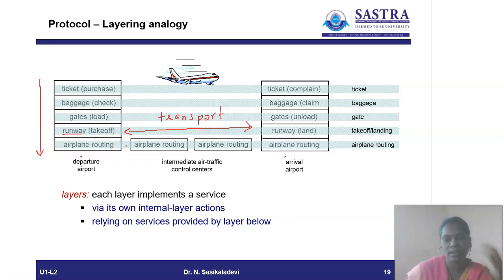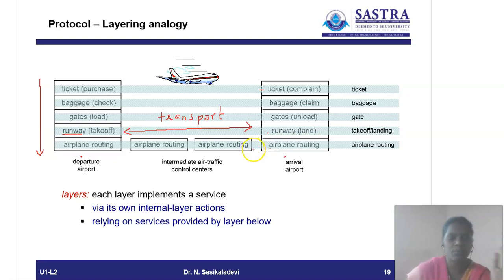Not like selecting the route based on need, not like that. Based on the predefined route, it travels from the source to the destination. After reaching the destination, it comes to the runway again, and it lands. After that the gate is opened and the people are unloaded. The people can collect their own luggage, and any complaint about the ticket is handled. So this is the simple, normal transport.